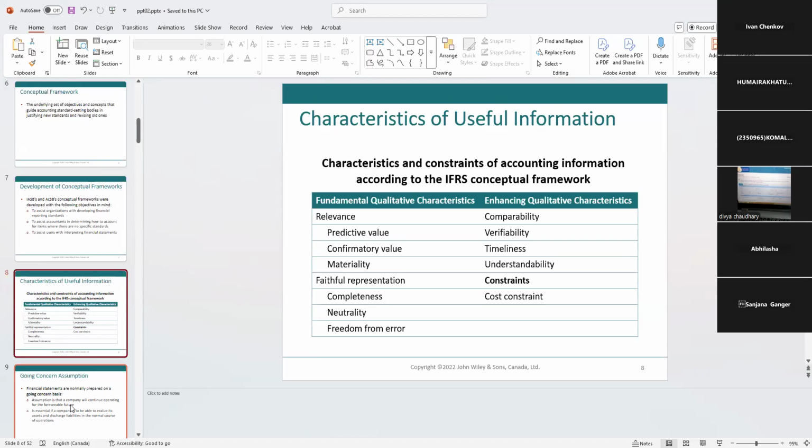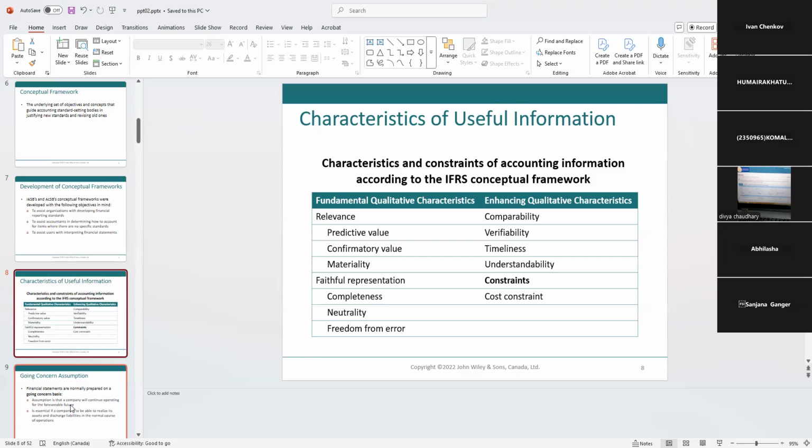Faithful presentation means the reports have to be complete. There's no omission of any information. Everything is there. They're neutral. They don't favor one over another. You're not showing only the good things, you're showing everything. So that means the information is neutral. And the last one is to be free of error. Those are the fundamental characteristics.